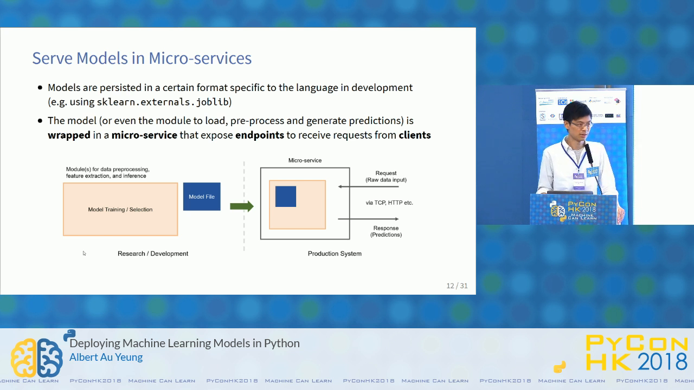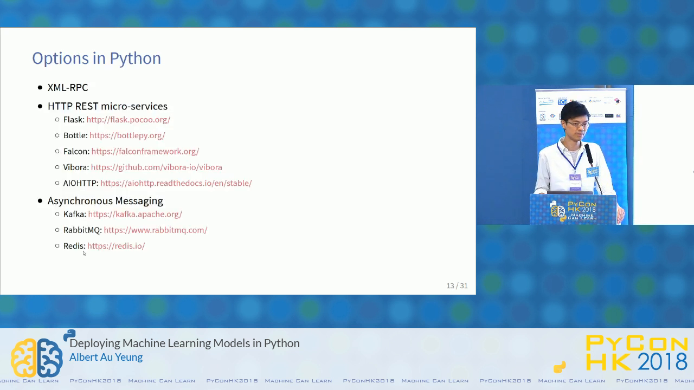So there are actually a lot of tools in Python available for building microservices and serving machine learning models. I roughly divide them into 3 different types. The first one is very straightforward, XML-RPC. A lot of people don't realize that this is an option, but in fact, it is one of the easiest ways because you don't rely on any other third-party libraries.